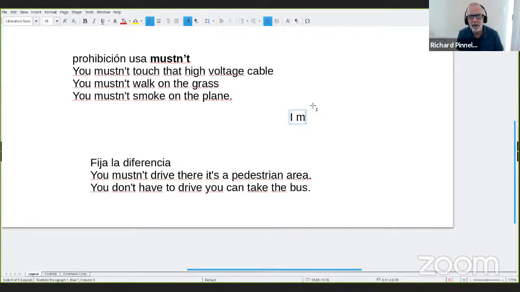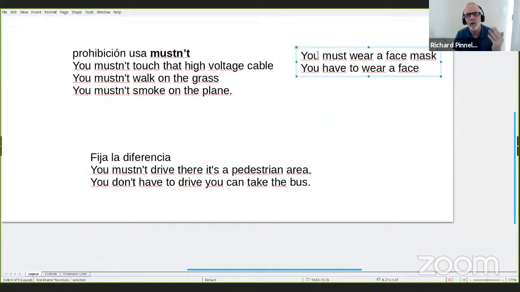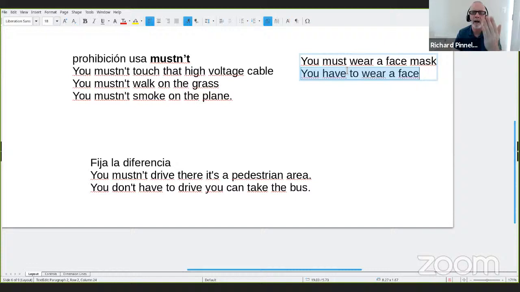So, en el positivo, no hay tanta diferencia entre must y have to. Por ejemplo, you must wear a face mask. You have to wear a face mask. Esos dos son casi iguales. Hemos visto en la página anterior que hay una diferencia, porque have to es mejor en el inglés hablado porque es una obligación por la ley, y must es mejor en noticias escritas, pero más o menos son iguales. You must wear a face mask, you have to wear a face mask.